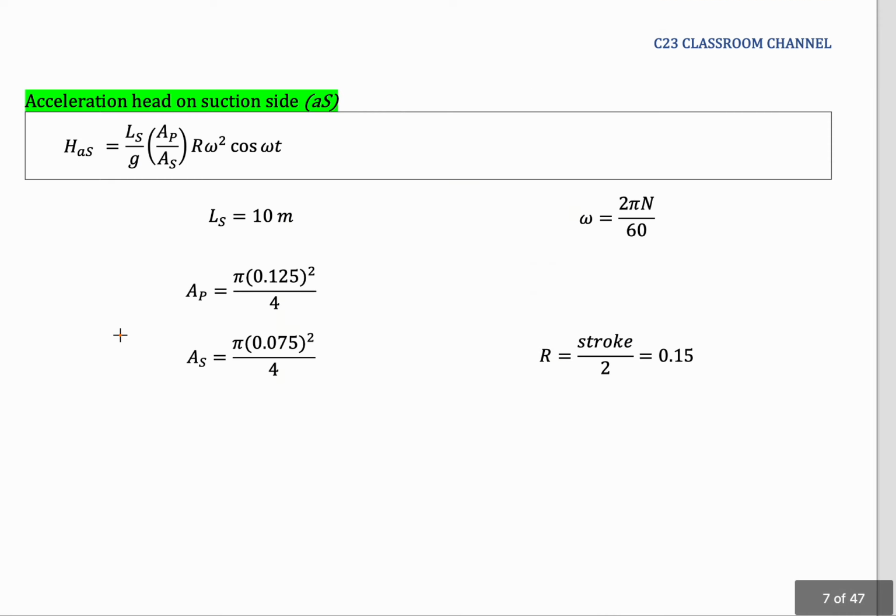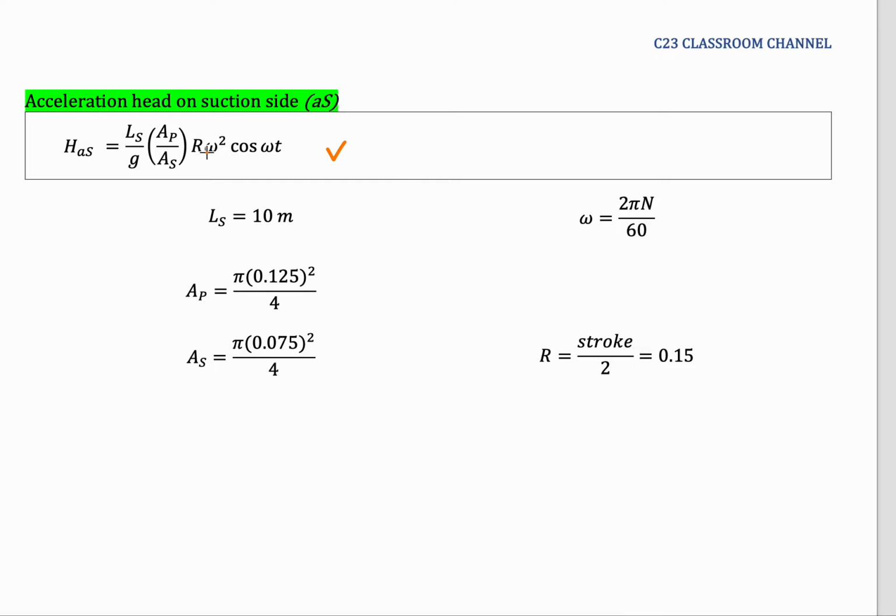Okay, so this is the equation. You may refer to our lecture notes today. Acceleration head on suction side can be calculated using this equation. So we have Ls as 10 meter, we have gravity, and then we have AP, cross-sectional area for piston, and we have cross-sectional area for the suction pipe.